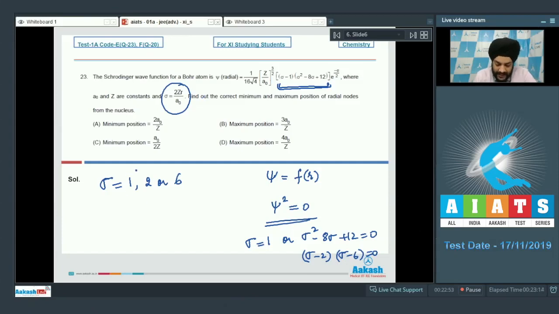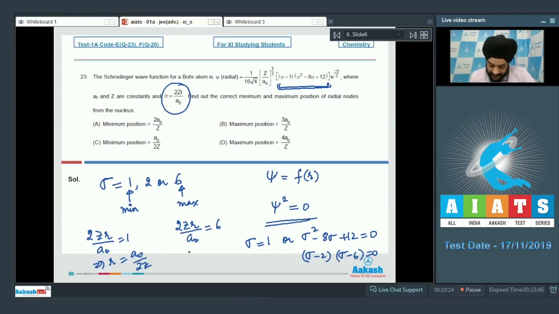So for the minimum value, sigma has to be 1. And for the maximum value, students, the value of sigma has to be 6. So 2ZR by A0 is equal to 1 for the minimum value. So R shall be equal to A0 by 2Z. And if we talk about the maximum value of R for which a radial node occurs, it means that 2ZR by A0 is equal to 6. So in solving this, we have R is equal to 3A0 by Z.